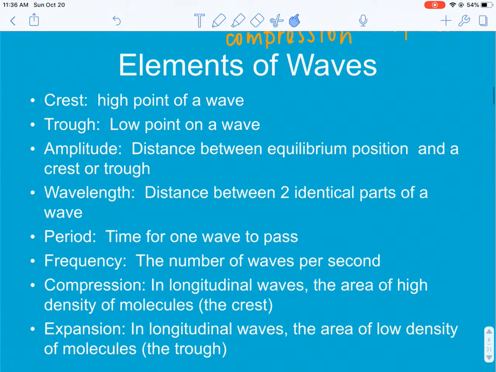Again, you have everything defined for you here. There are two things here that we did not talk about. These relate to speed but are different.